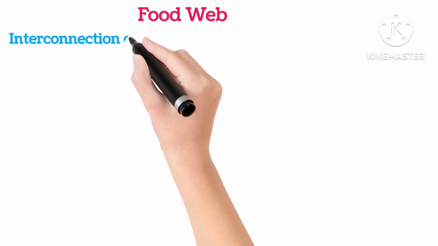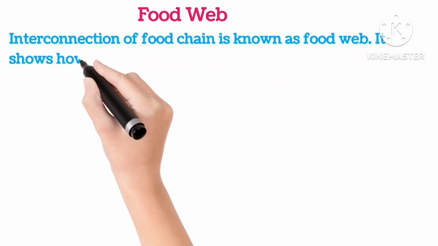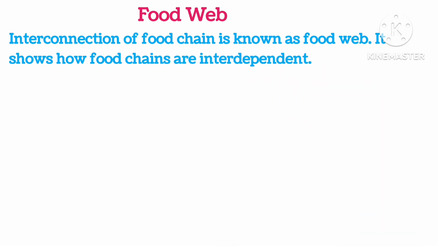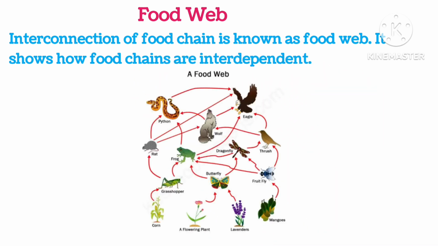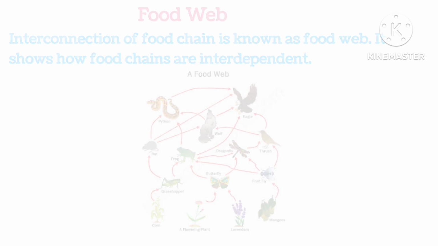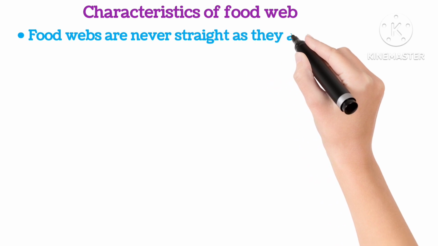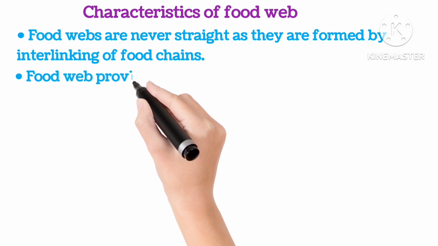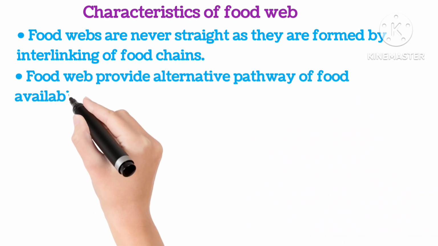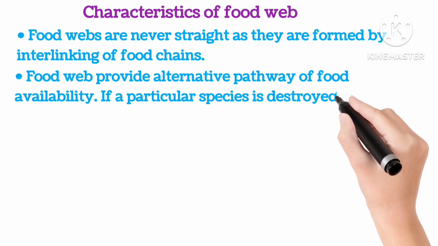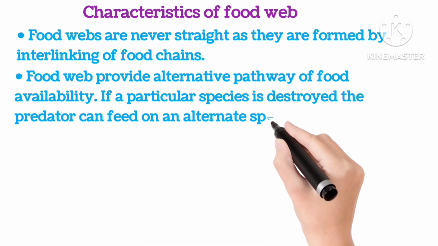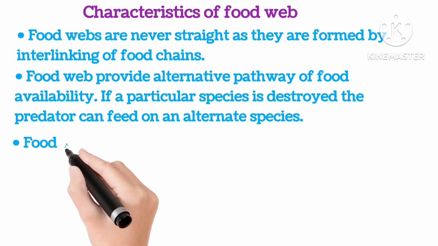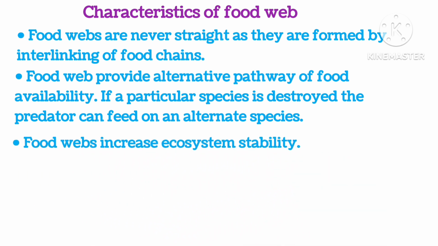Food web. Interconnection of food chains is known as food web. It shows how food chains are interdependent. You can see a food web picture here. Characteristics of food web. Food webs are never straight as they are formed by the interlinking of food chains. Food webs provide alternative pathways of food availability. If a particular species is destroyed, the predator can feed on an alternate species. Food web increases ecosystem stability.